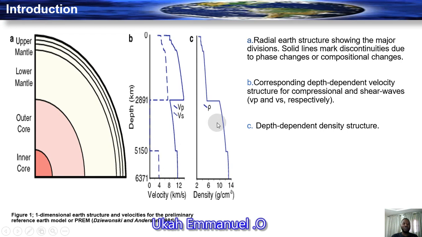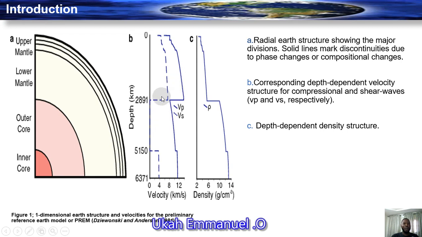We also have the attenuation structures, which are involved in most of these structures. Almost all the layers have their velocity structures, some have the density structure, and the attenuation structures. Now, talking about the P wave and S wave, let me lay more emphasis on it, because I'll be using it very well in this presentation.